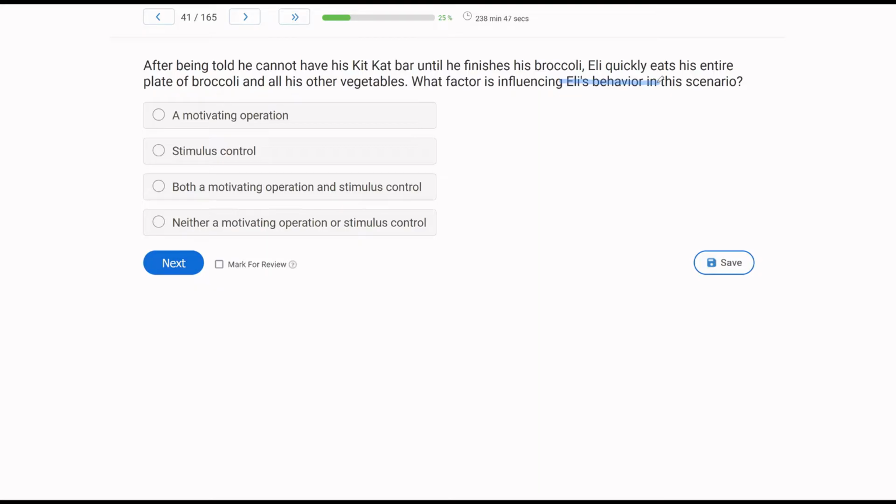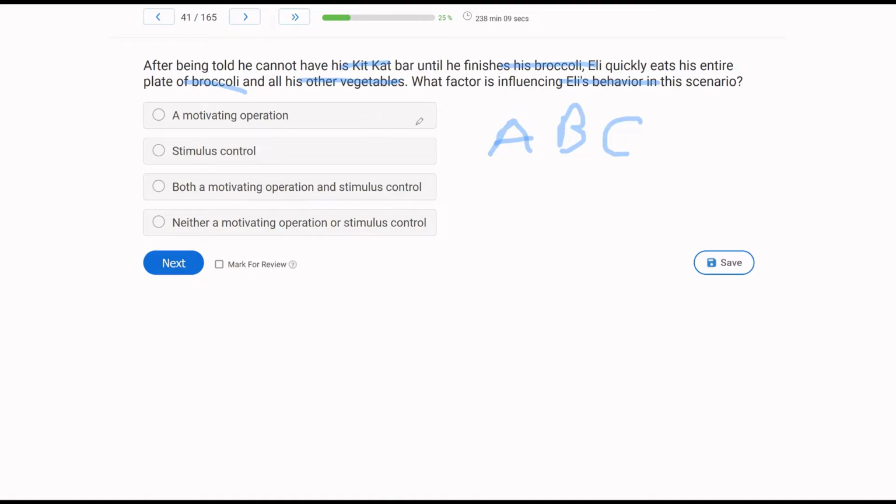It's always important to understand who we are concerned with, who the question is asking about. If we're looking at Eli's behavior, what do we know so far? We know Eli cannot have his Kit Kat bar until he eats his broccoli. When he is told that, he eats all of his broccoli and all of his vegetables. So what's changed? Well, his behavior has changed once he was told he can't have his Kit Kat bar until he finishes his broccoli. Eli ate all the broccoli and his vegetables, and the consequence, we're thinking, is he gets the Kit Kat. So what influenced Eli's behavior?